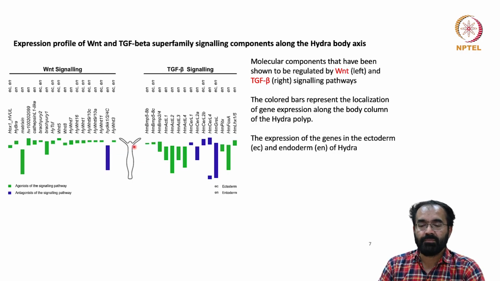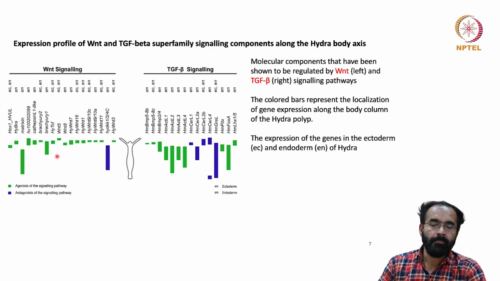Like some, starting from the neck region, say this particular thing, until around the foot region it is expressed. Whereas some genes, like this particular gene, are expressed very closely to the hypostome region. And you can see the blue color is the antagonist. You can also see this terminology mentioned here, ectoderm or endoderm. Like you have a whole column that has both ectoderm and endoderm, and EC means ectoderm, EN means endoderm. So that is what has been mentioned here.